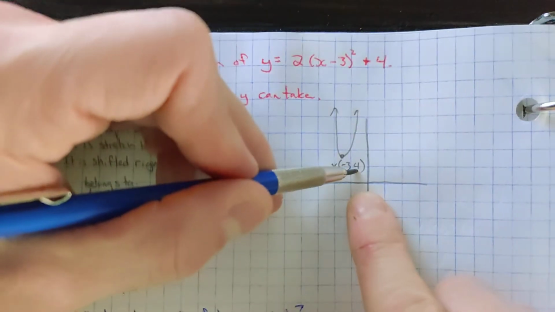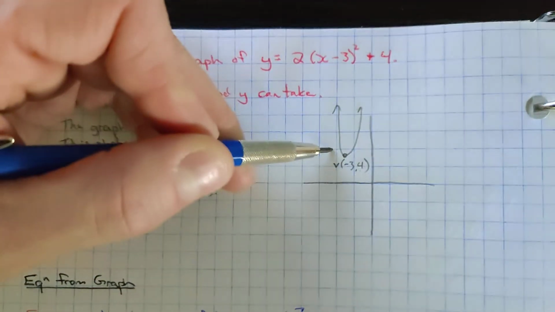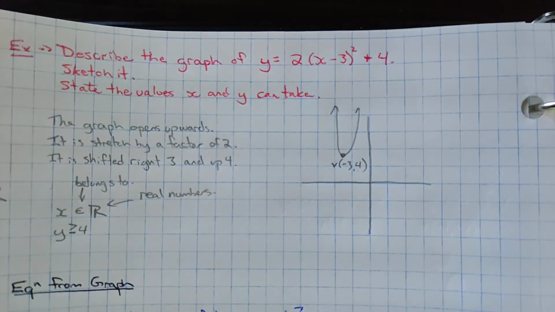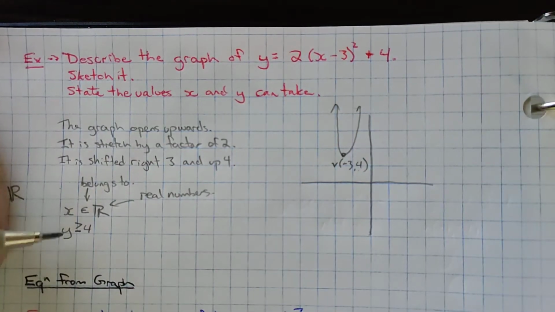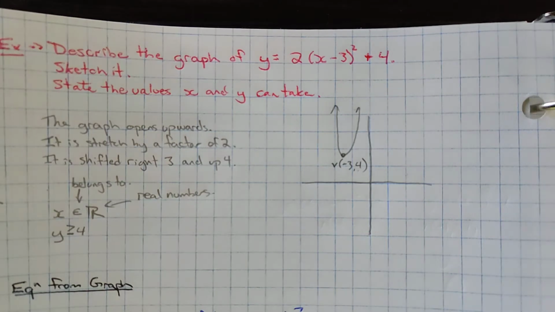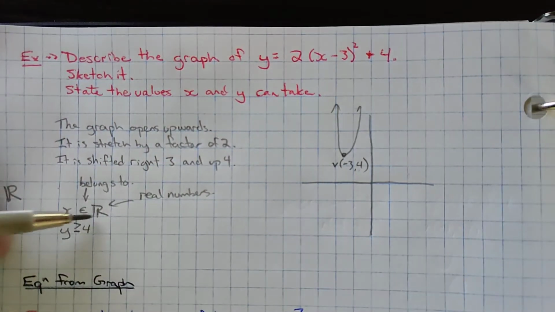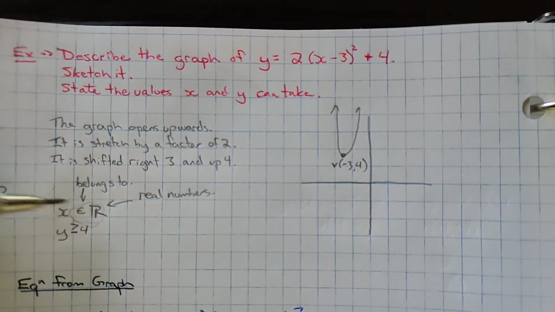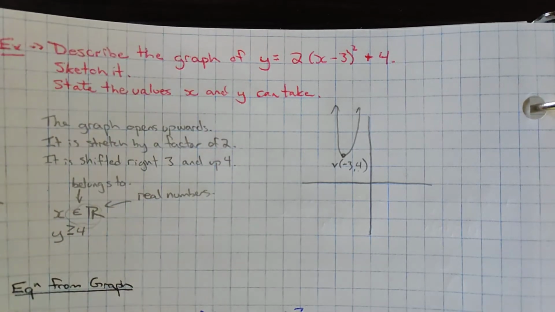So because the y value of the vertex is 4, the y's have to be greater than or equal to 4. So that would be the values that x and y can take. X belongs to the real numbers, y is greater than or equal to 4. If you're not comfortable writing this little notation, you could just write x belongs to the real numbers.